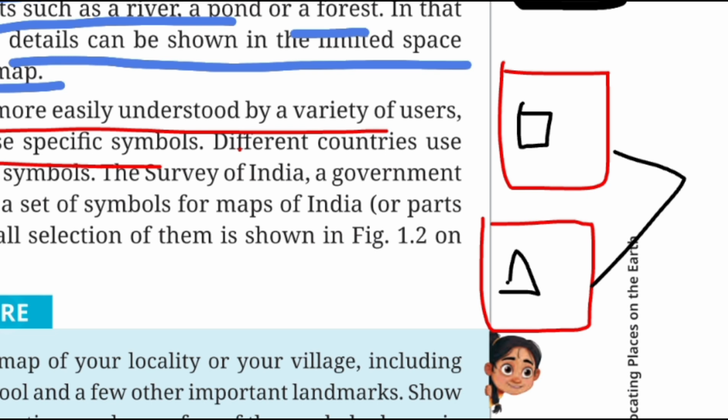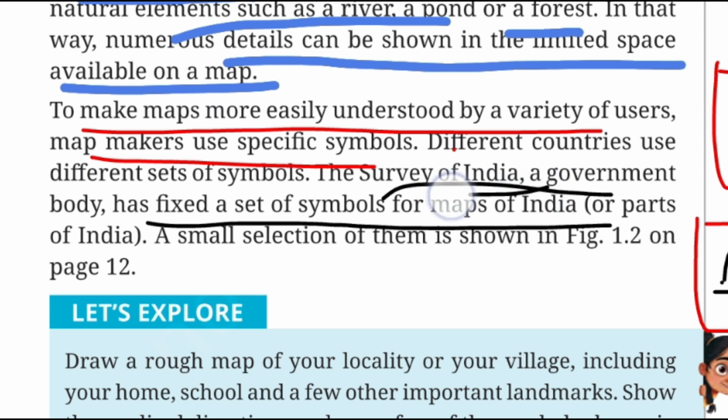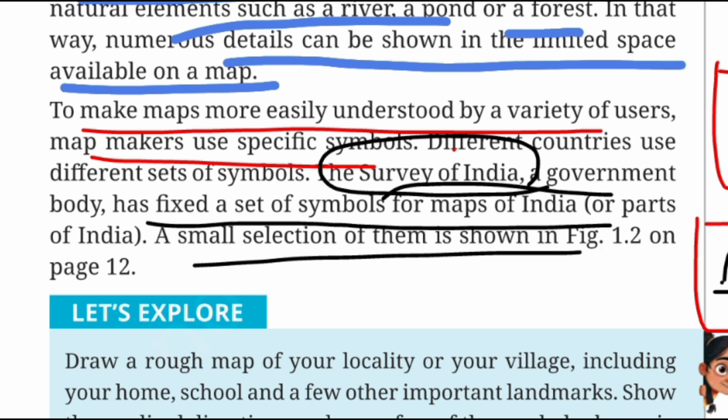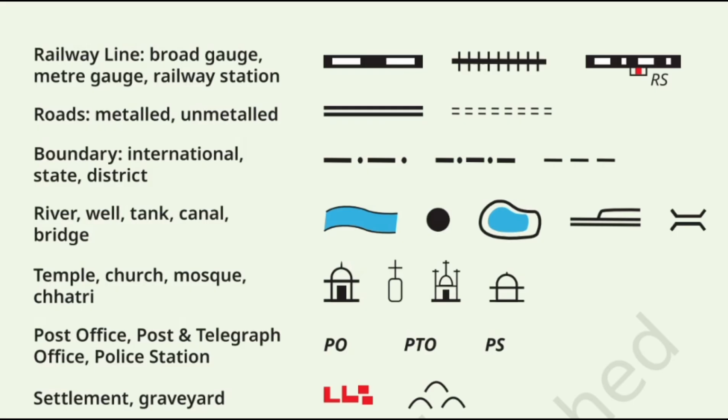So for that purpose we want to study the standardized symbols. Survey of India, a government body, fixed the set of symbols for maps of India. Survey of India prepares the official map. They have already set some symbols as official, that is the standardized symbols we are using. A small section of them is shown in the figure. We are going to study those symbols. There is a question we can do after that symbol discussion. So these are the different types of symbols. This railway line is represented by 3 symbols, 1, 2, 3.